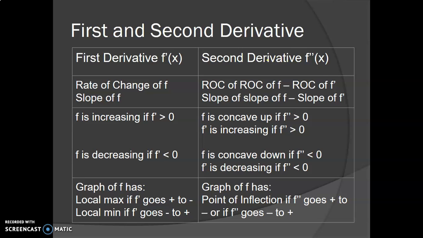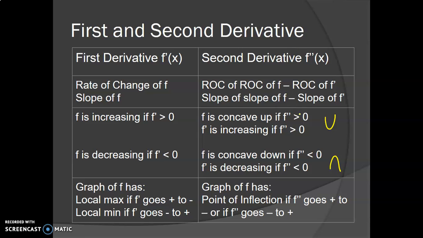Now, the second derivative will help you answer questions about concavity of the original function. So if the second derivative is positive, the original function is concave up, so it looks like that. If the second derivative is negative, the original function is concave down. So again, concave up, concave down. Notice that you can have negative slope or positive slope in each case because the second derivative doesn't tell you if the slope is positive or negative. The second derivative tells you if the slope is increasing or decreasing. It's telling you how the slope is changing.